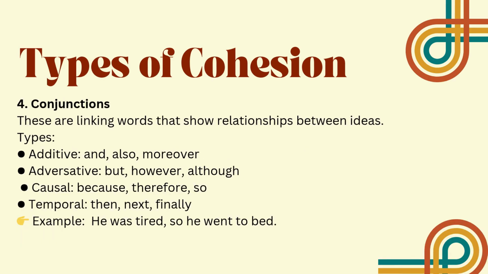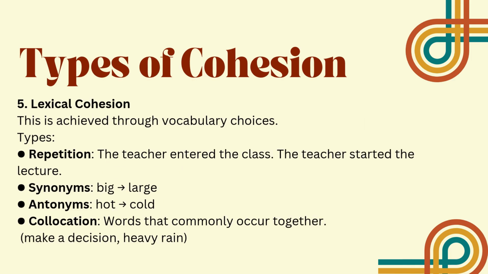There is another device which is conjunctions. Conjunctions are linking words that show the relationship between ideas. You can see the example: He was tired so he went to bed. Here we use so to connect the sentences with each other and to show the relation. There are some types of conjunctions. The first one is additive, the second one is adversative, the third one is causal, and the last one is temporal.